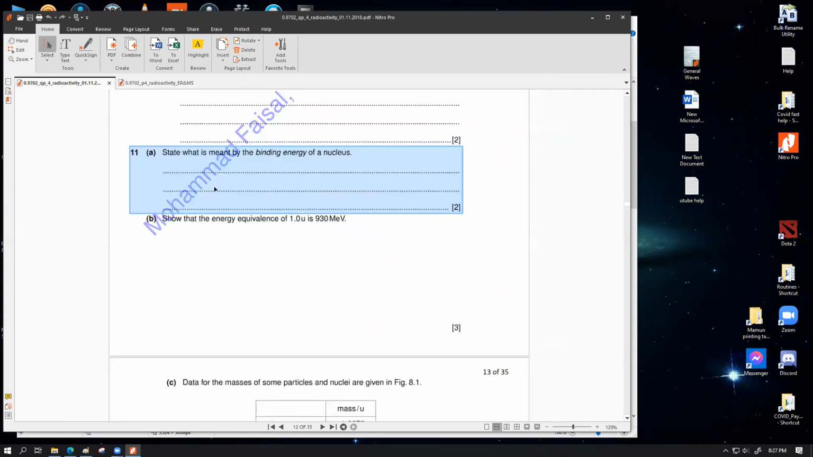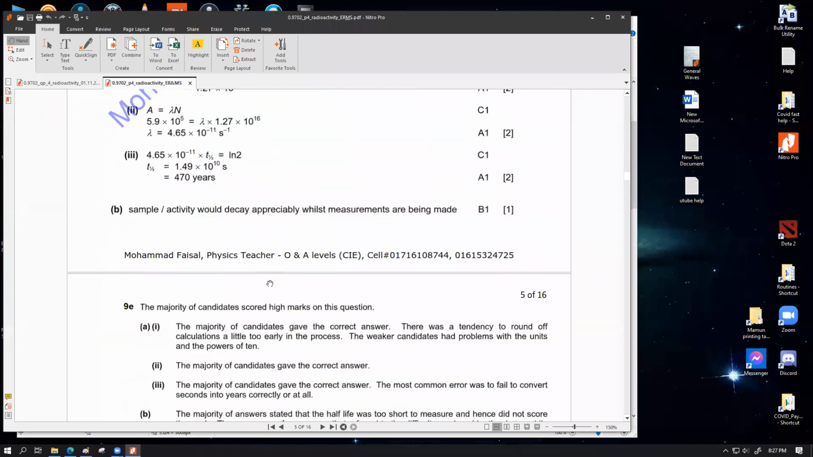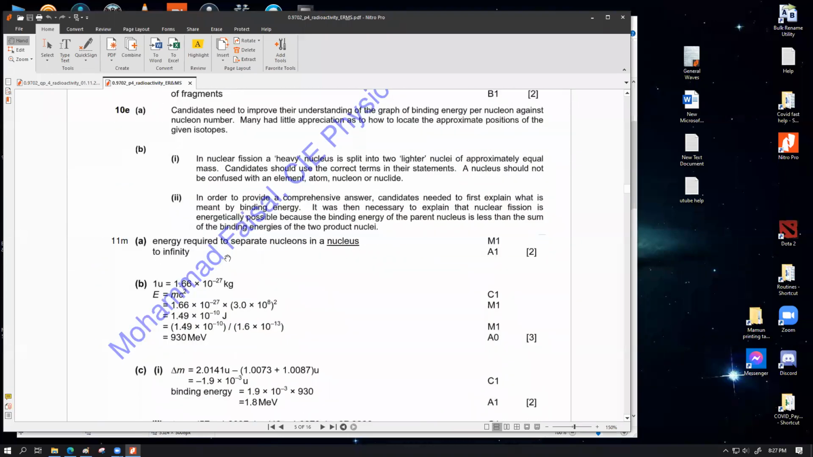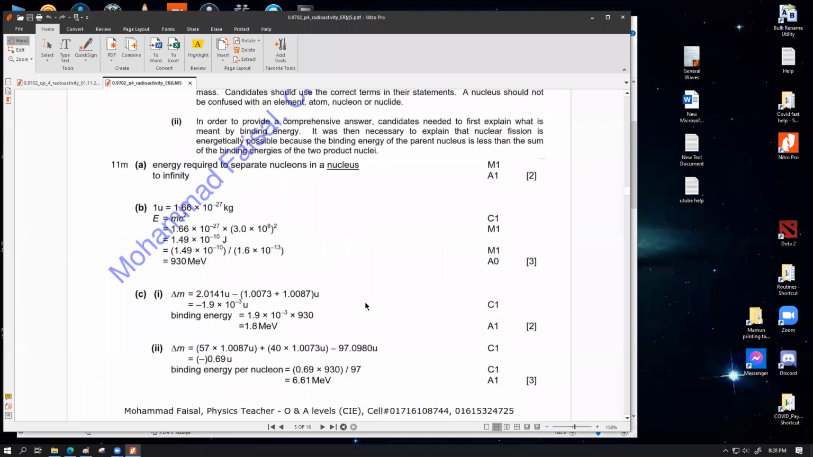So I might as well look at the mark scheme to see what they are opting for. Question number 11. Energy required to separate a nucleus to infinity. Oh, so they have gone for the separation idea. Yeah, works. As for the examination paper, there was some confusion between the terms nucleus, nucleon, and nuclide. Nuclear binding energy involves separating the nucleons of a nucleus to infinity. Okay, they have given a very single expression. It's about how much energy is required to separate them out to infinite distance from each other. So the question asked for the nuclear binding energy definition.